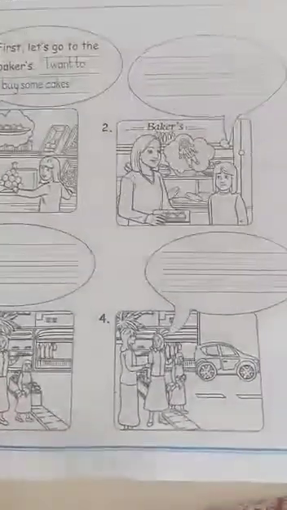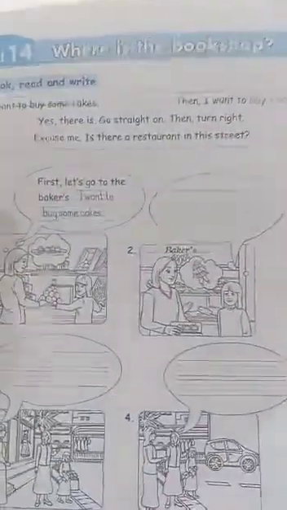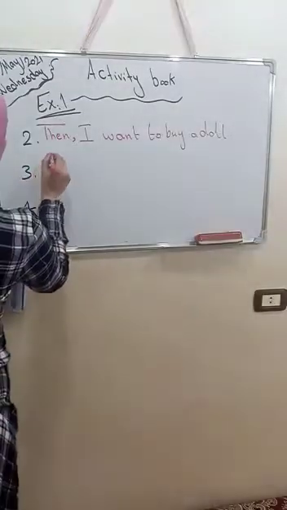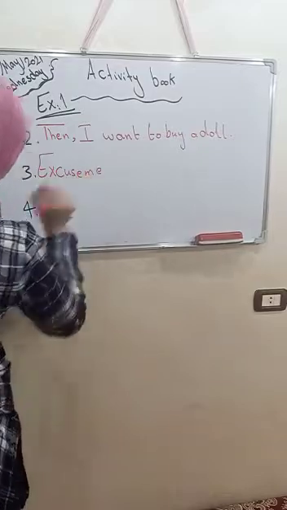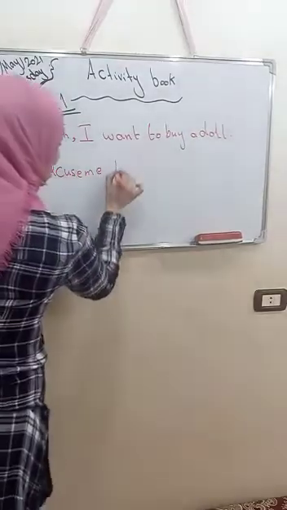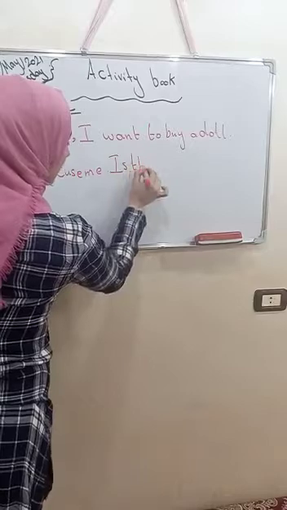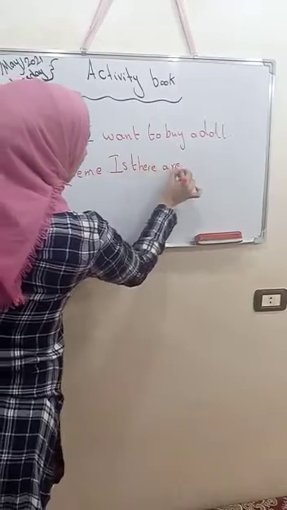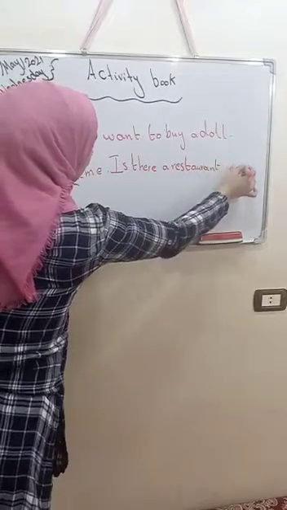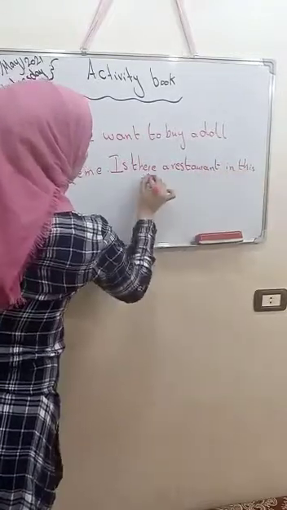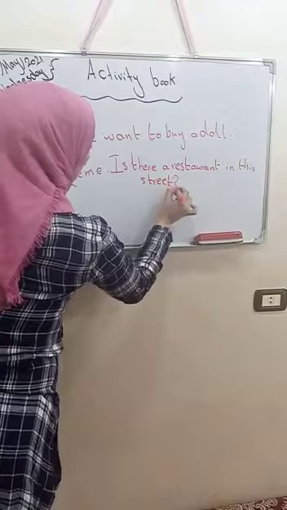Number 3. There are 2 women here and this woman asks a question. Excuse me, is there a restaurant in this street? So you have to write, excuse me. Is there a restaurant in this street? So this is a question.